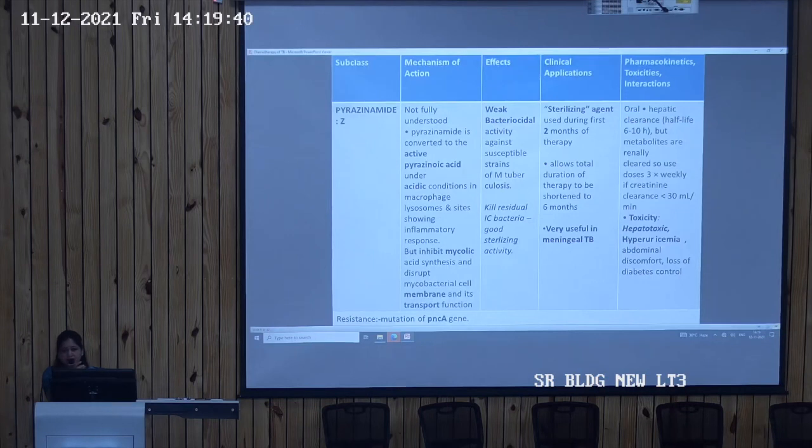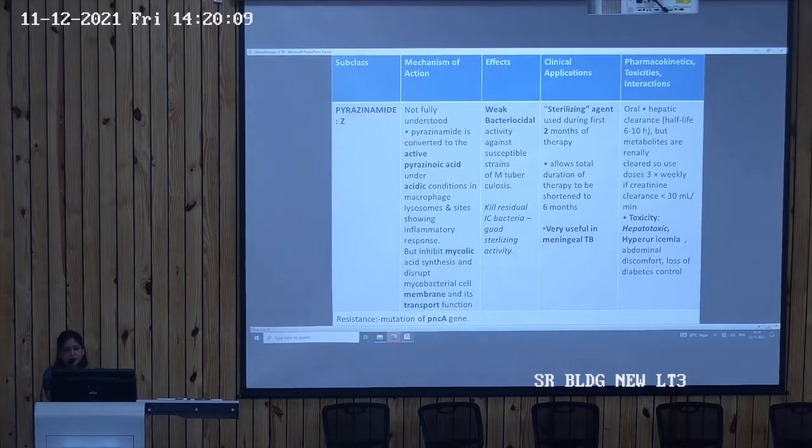जो सेल के अंदर bacilli होते हैं उस पे ये works best, and it also inhibits the mycolic acid synthesis and disrupts the cell membrane. ठीक है, mycolic acid synthesis को भी inhibit करती है, and by some mechanism, by inhibiting some fatty acid synthase enzyme, a different mechanism compared to isoniazid, and also disrupts the cell membrane. It is a bactericidal drug, but it's a weak bactericidal compared to isoniazid or rifampicin.